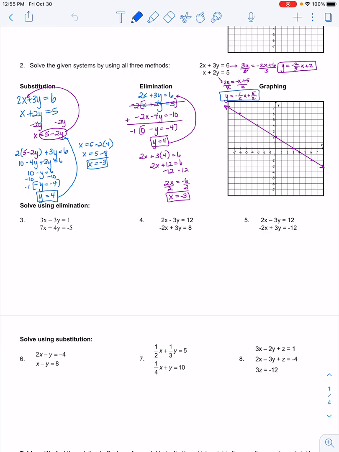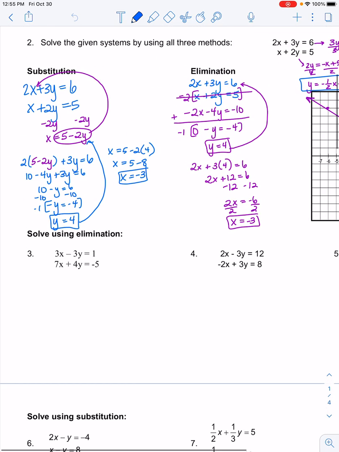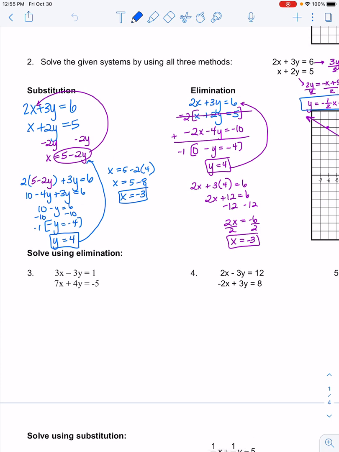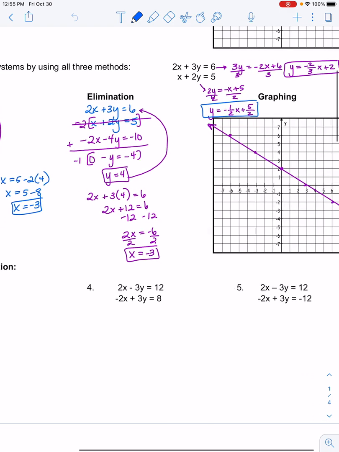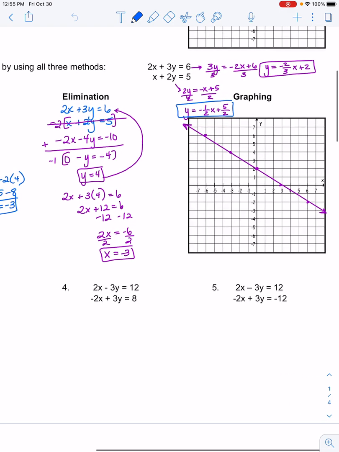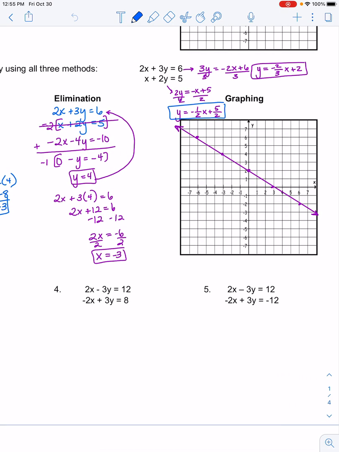You should get the same answers all the way across, which is x equals negative 3 and y equals 4. So again, if you want to check, feel free to pause the video to go through my steps, compare them with yours for substitution, go through my steps, compare them with yours for elimination. And then I am going to work through one part, which is the graphing section.